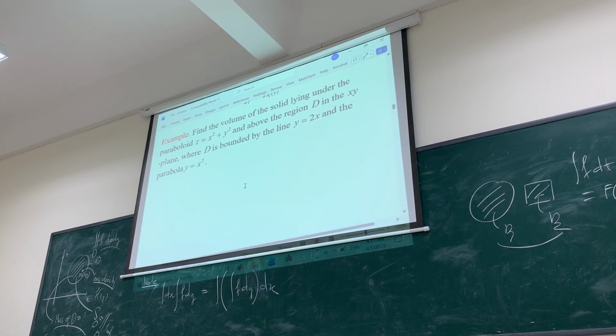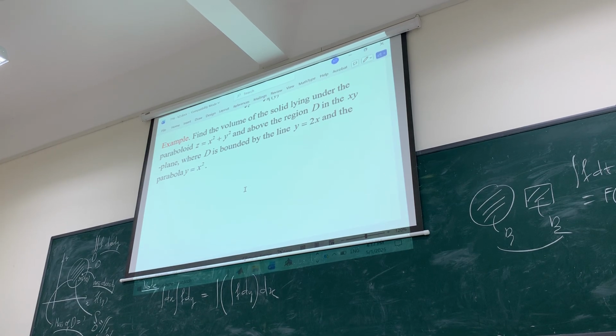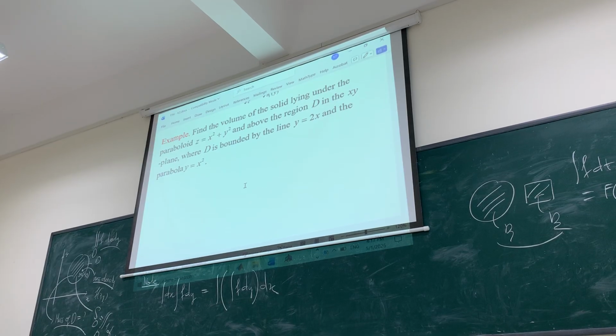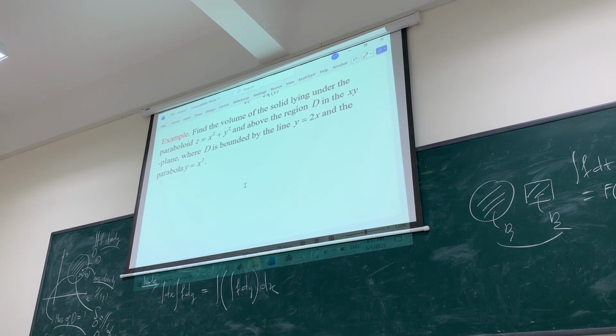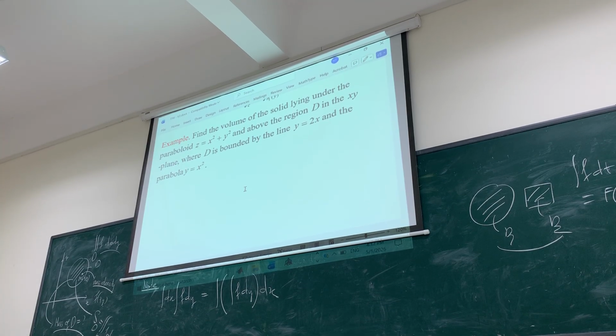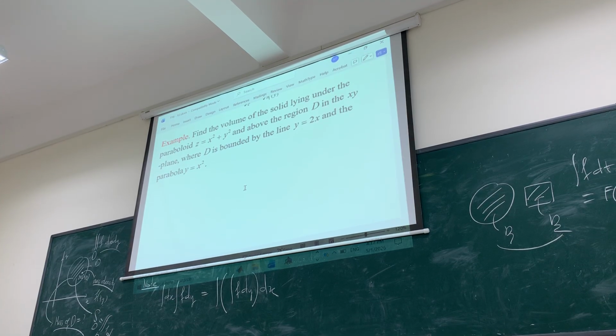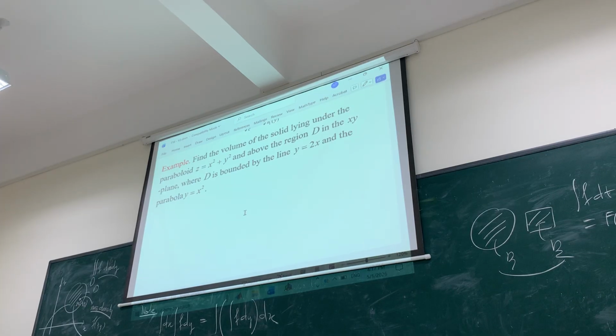Okay, find the volume of the solid lying under the paraboloid z equals x squared plus y squared and above the domain D in the xy plane. Is it clear? The domain is bounded by the line y equals x and the parabola y equals x squared. Okay? Write down. After that, I will explain for you.